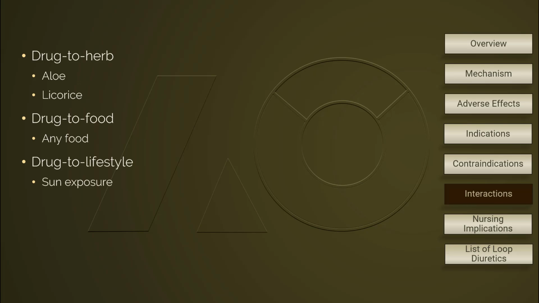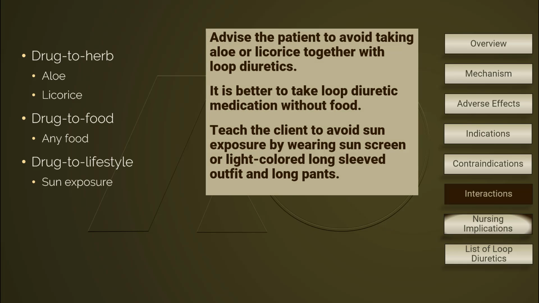Aloe vera can increase diuresis of loop diuretics. Licorice can worsen hypertension, decreasing effect of loop diuretics. Any food can decrease absorption of medication. Mild sun exposure matters, as a loop diuretic has a photosensitivity effect. Instruct the patient to avoid taking loop diuretics with aloe vera and licorice. Instruct the client to wear sunscreen or a long-sleeved shirt to avoid photosensitivity.